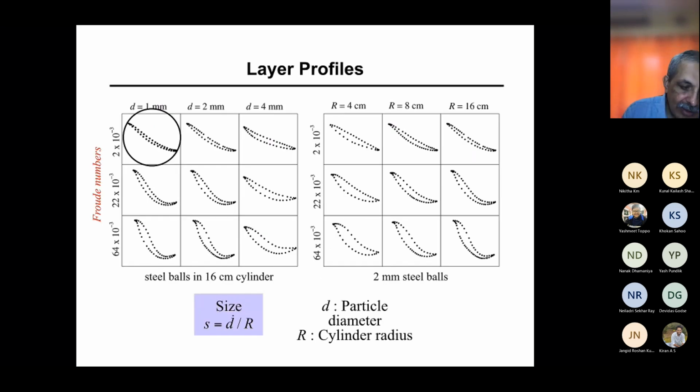These are just the shape of the layer. And here there are different Froude numbers. This is different particle diameters, and you can see that the shape changes. And then here again you have Froude numbers, but now the cylinder radius is changed. And again you can see that the shape is changing as your cylinder radius is changed. So Froude number, cylinder radius and particle diameter, everything affects the shape.